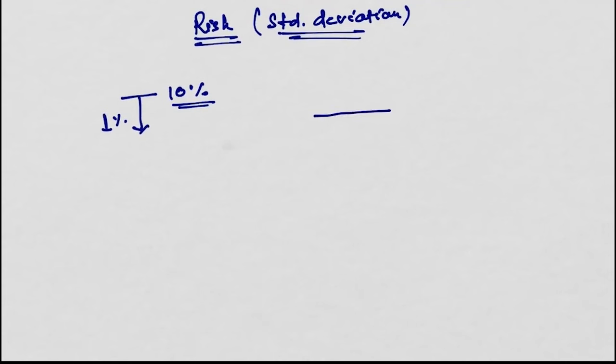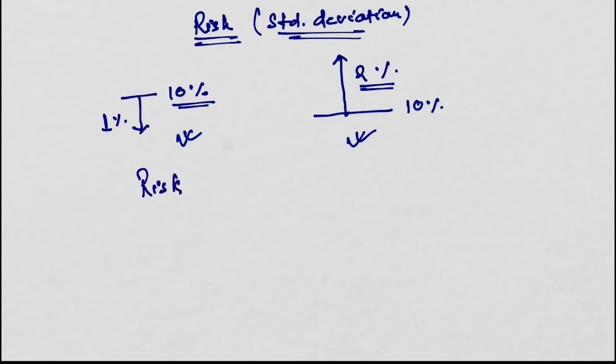And there is another stock which has an expected return of 10%, and its capability, its capacity, is that its return can increase by 2%. Now my question is, where is the risk? Where is the risk? In this stock or in this stock? If any student is thinking that this stock has risk, then their intuition about risk is wrong. The intuition is wrong.